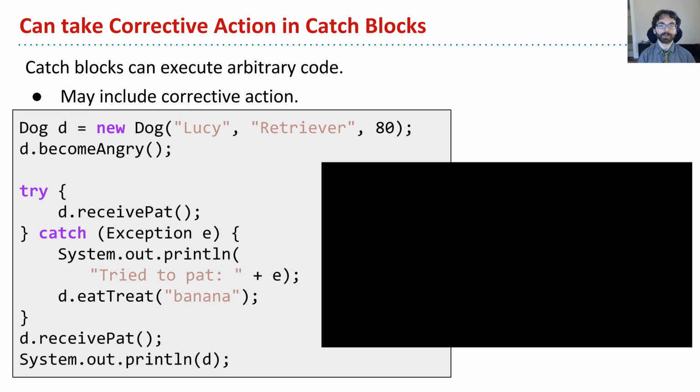Now, why would you ever do that? Well, one reason is you can actually maybe take corrective action inside of a catch block. So suppose I create a new dog, Lucy, who's a retriever and weighs 80 pounds. Maybe Lucy becomes angry. And then when the code runs, whenever the dog tries to get patted, then we will print out the exception and then feed the dog a banana, hopefully to appease it. The dog will then receive a pat again, and then we'll print, and let's see what happens.